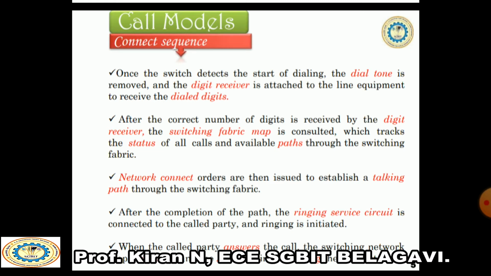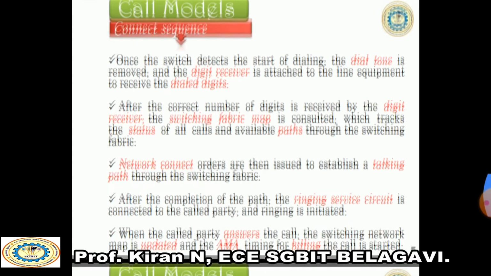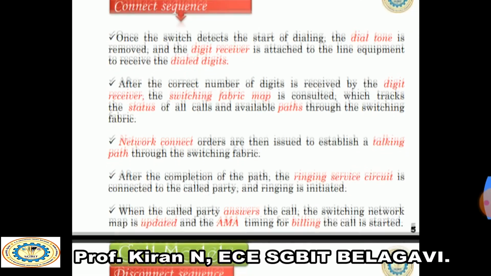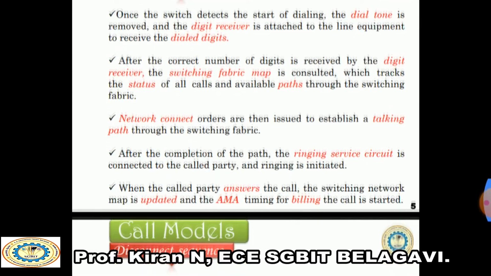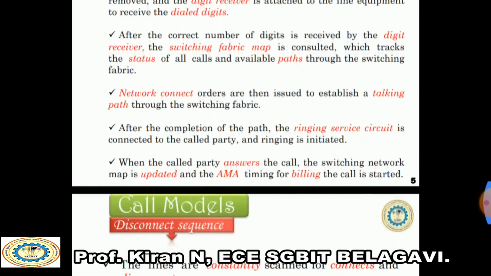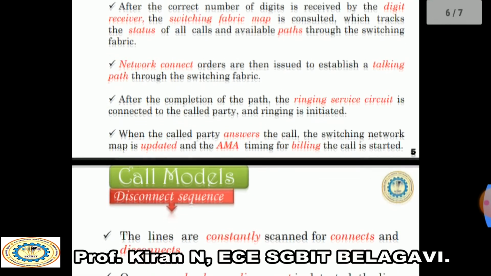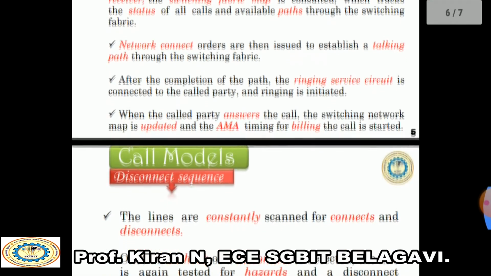The other section of this call module is the disconnect sequence. Here the lines are constantly scanned for connect and disconnect. If any disconnect or on-hook is detected, the line is again tested for hazards and a digital switching network command is generated to tear down the call.